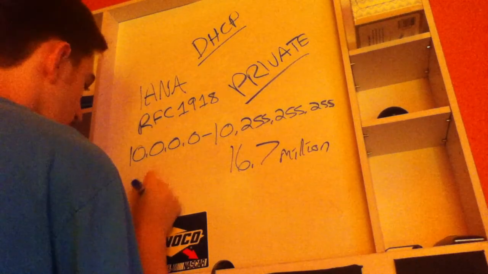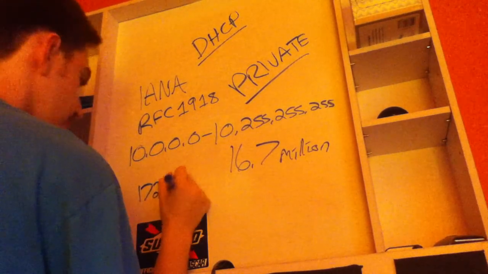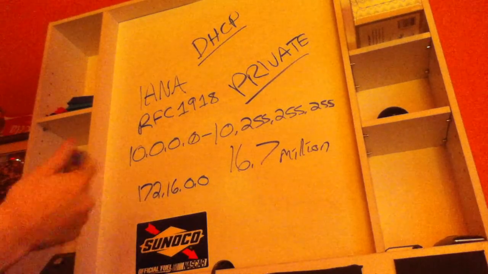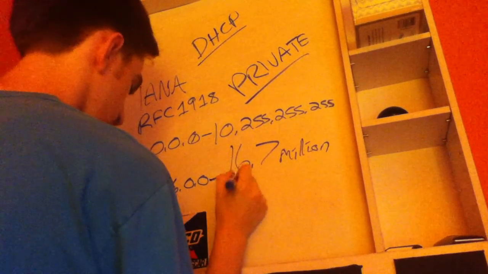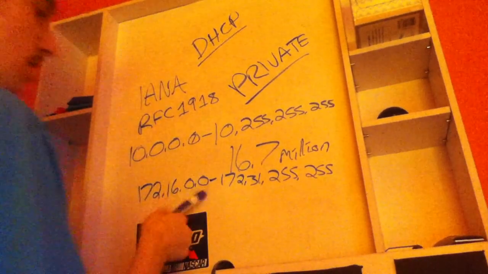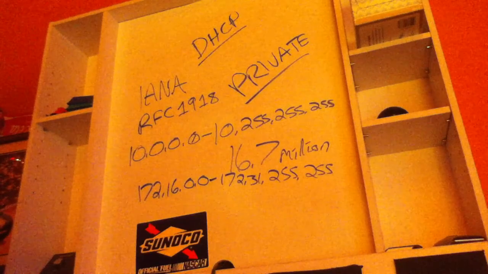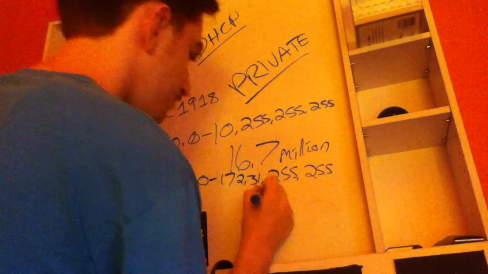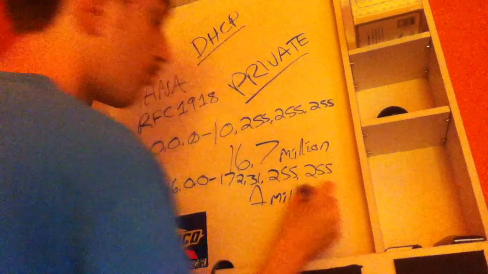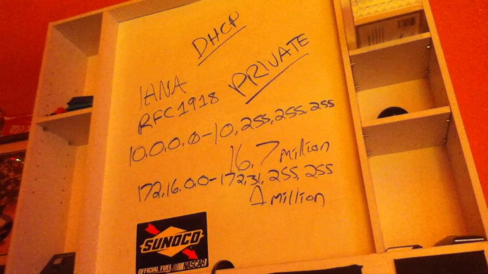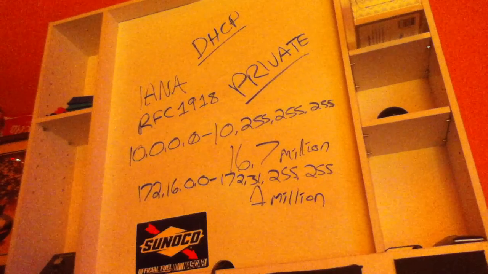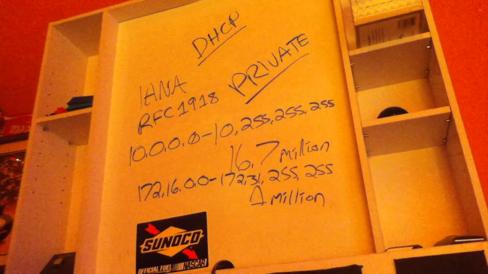There's 172.16.0.0 to 172.31.255.255. That's another private range you can use, which consists of up to 1 million addresses. There's an additional million, guys. So 17.7 million private IPs that you can use in your business so far. You're probably like, that's still not enough for me. Well, I feel really sorry for you.